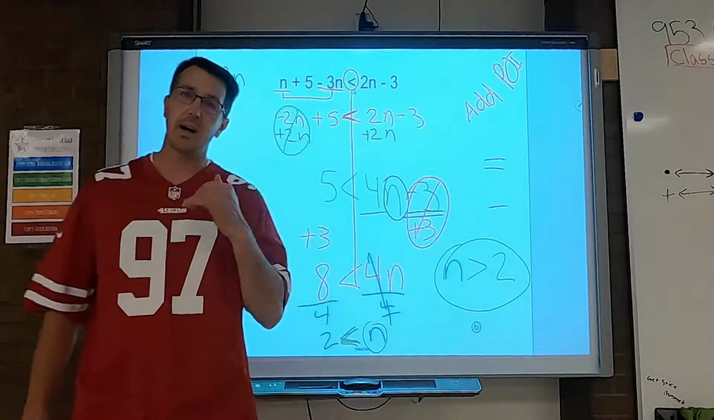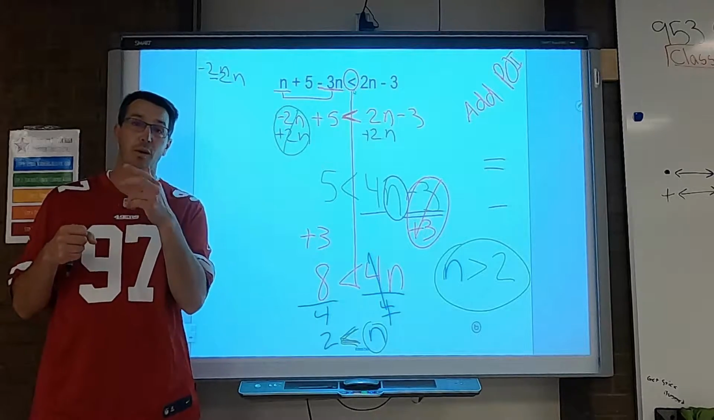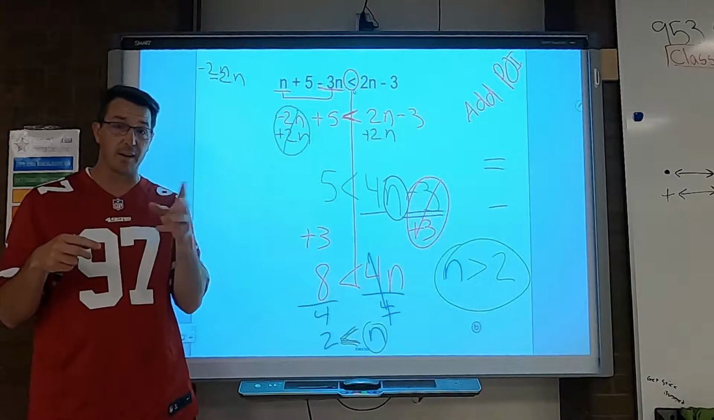So, we talk about that. If there's variables on both sides, try to keep it positive. That way you don't have to flip the sign because you're dividing by a negative.